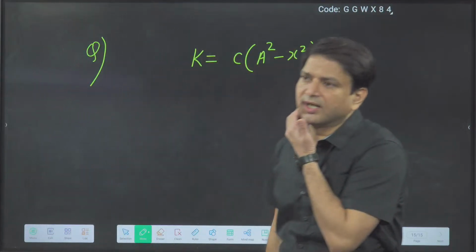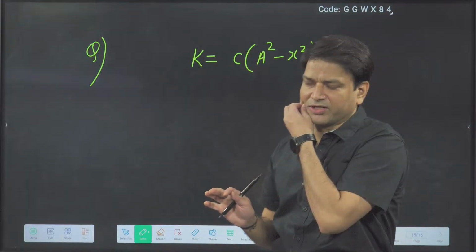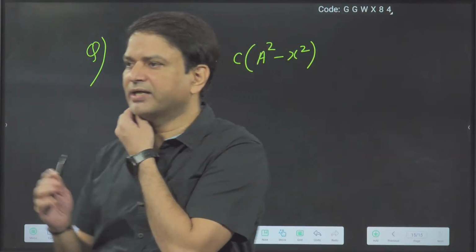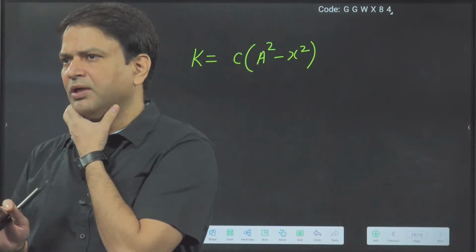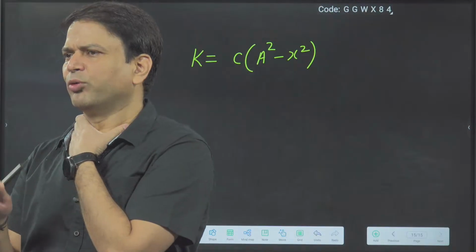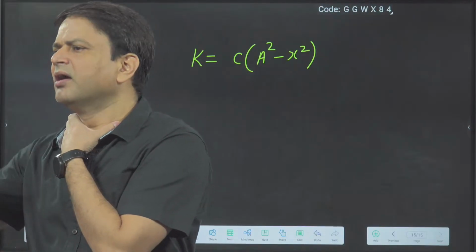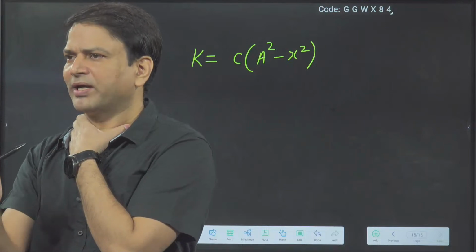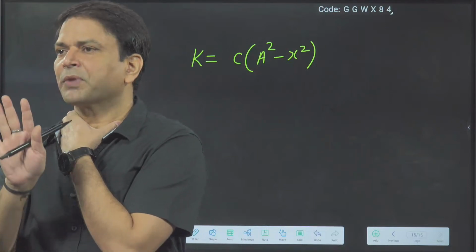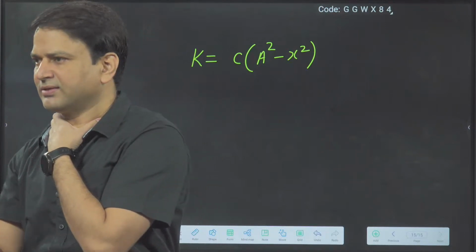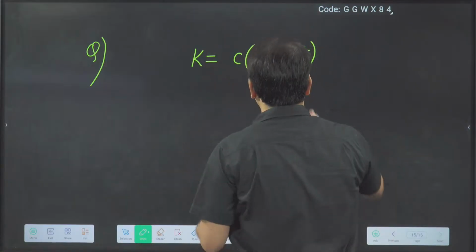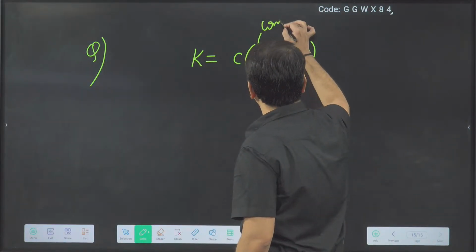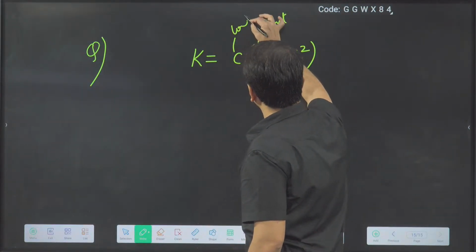So in the oscillation chapter we will get this equation, the kinetic energy in SHM. The formula is K is equal to half m omega square into a square minus x square, but that I'm not writing. Directly, I am replacing half m omega square by C. So K is equal to C into a square minus x square. A is the amplitude, but here I am taking it as a constant, and C is also a constant.